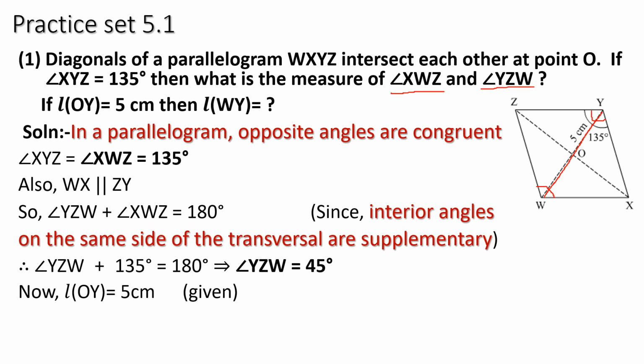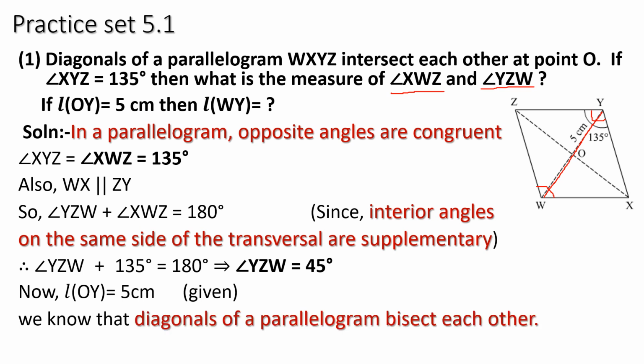Now we have to find out length of WY. But length of OY is given. So length of OY equal to 5 centimeter. And we know the property, diagonals of a parallelogram bisect each other. Therefore, WY equal to 2 into OY equal to 2 into 5, that is 10 centimeters.